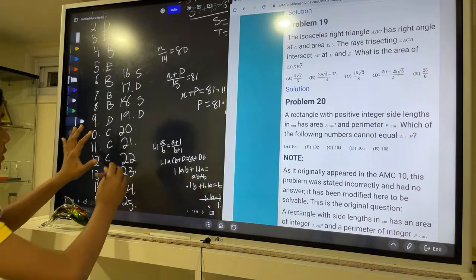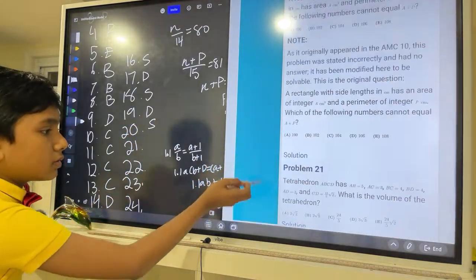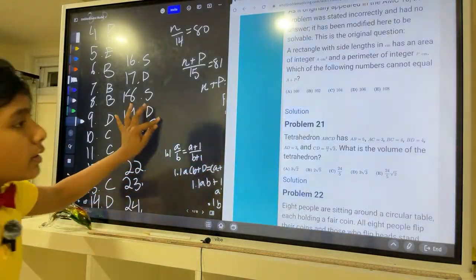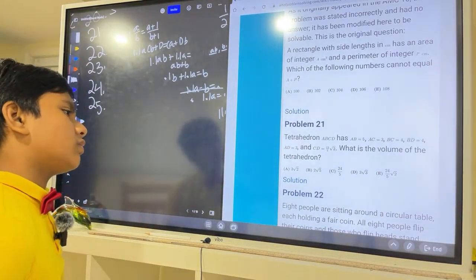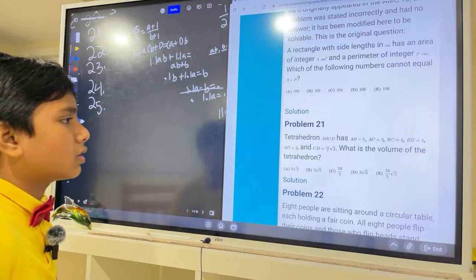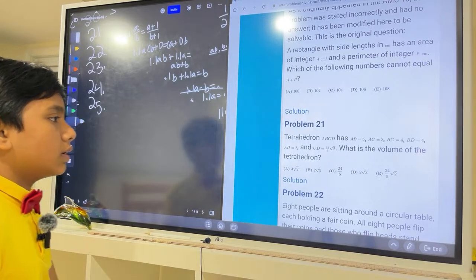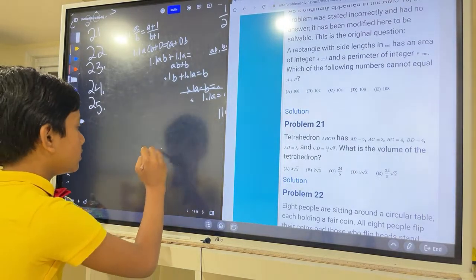I'm not doing this one. Tetrahedron ABCD has AB equals... No, you're right, it's about tetrahedrons. Is this even a tetrahedron? Is it a tetrahedron?